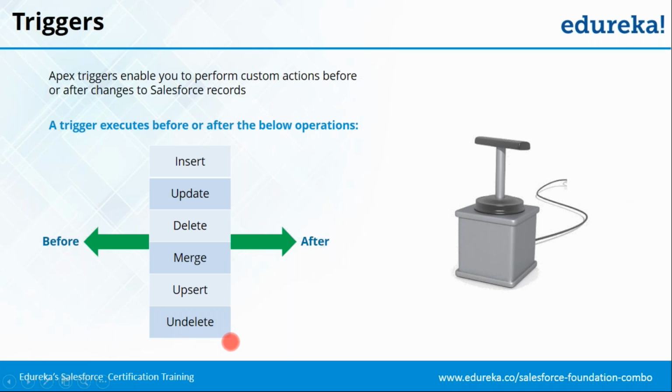There is no before undelete, because undelete means you're going to undelete something which is in your recycle bin. Supposing you've already deleted some object or a record, and you want to bring it back to your database from your recycle bin, that is when you use undelete. So only after you undelete can you have a trigger, because before undeleting there's no point in having one, right? And then the other triggers are merge and upsert. Of course we don't have before merge and after merge, or before upsert or after upsert, but basically the before and after triggers are primarily for insert, update, delete, and undelete.